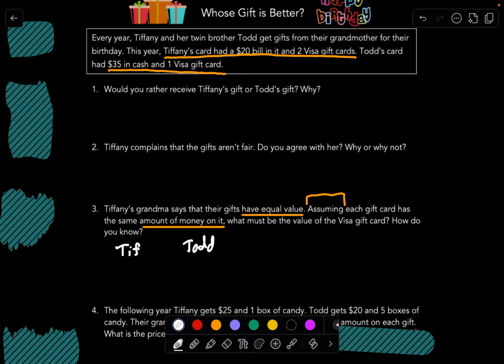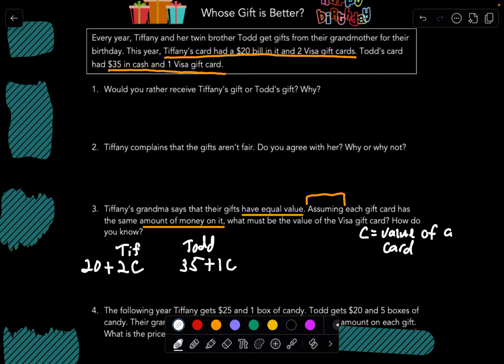Tiff had $20 and 2 gift cards. I'll call them 2C. C for cards. Okay, C equals value of a card. And then Todd had $35 and 1 gift card.